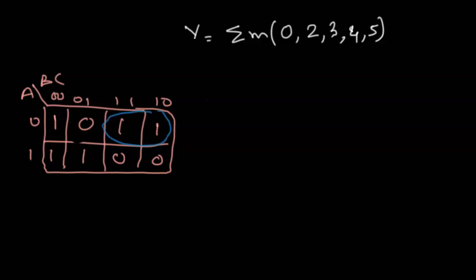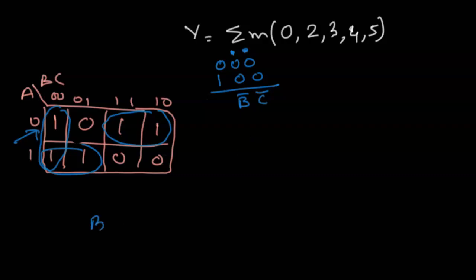We have 1, 2 and 3. So let's see what term arises from all my groups. Let's take the first group here. So what are my terms? 0, 0, 0 and then 1, 0, 0. So what stands common is this term and this term. So this is B bar, C bar. So the first expression that we have is B bar, C bar plus.